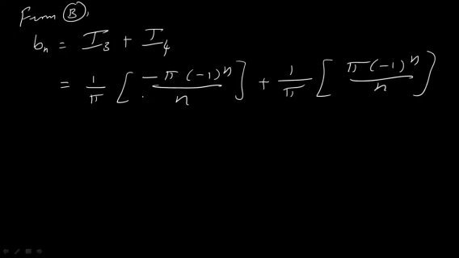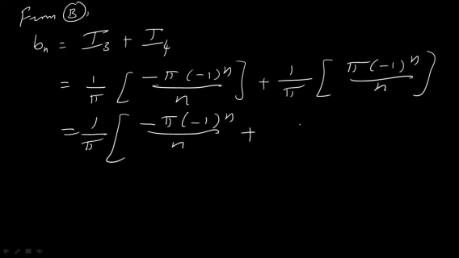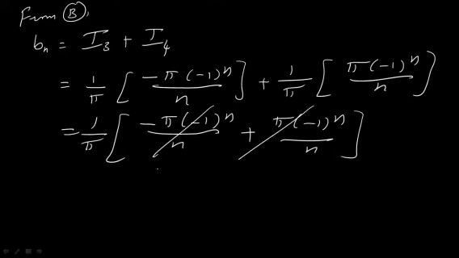So look at these two terms. If you take 1 by pi as a common term, take it outside, what happens? Minus pi of minus 1 whole power n by n plus pi of minus 1 whole power n by n. So same in magnitude, opposite in sign. So both of them get cancelled. So 1 by pi of 0, which implies you get the value of Bn is 0.